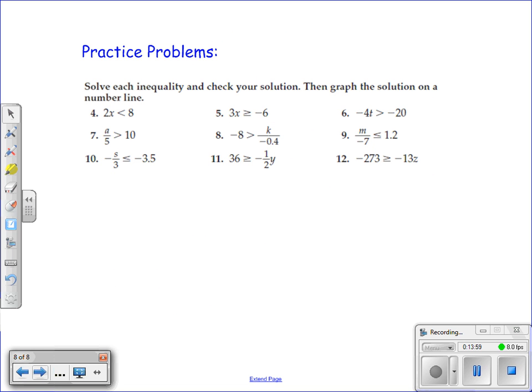All right, here are your practice problems. There are 9 of them. Take your time. Remember, when you get to these problems that have negative numbers, you're going to be dividing by something negative here. You're going to be multiplying by something negative here. There are a bunch of them, aren't there? What are you going to want to do? You're going to want to flip the sign.